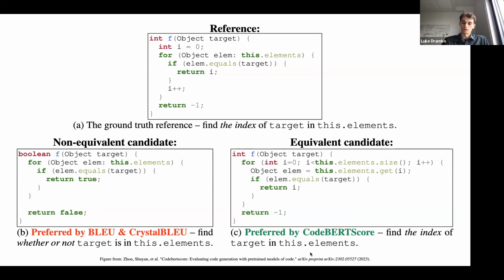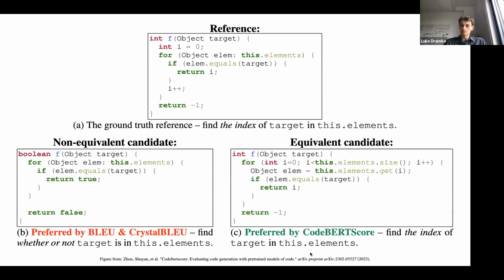rates the indexOf function, part C, as more similar to the reference indexOf function than it does the candidate, the contains function, as similar to the reference function. Whereas BLEU and CrystalBLEU, the metrics we previously looked at, do the opposite. They rate the contains function as more similar to the indexOf.